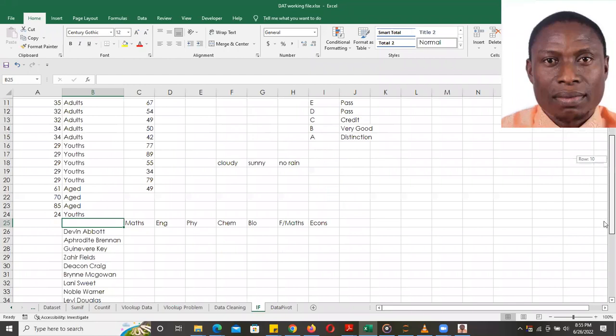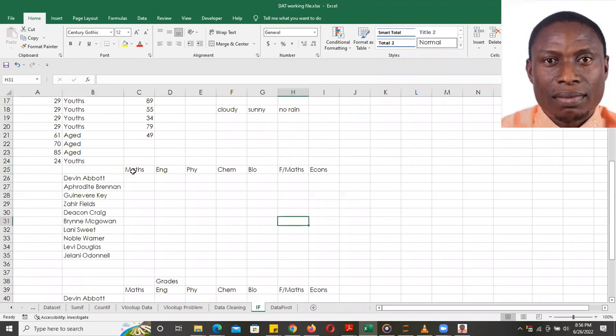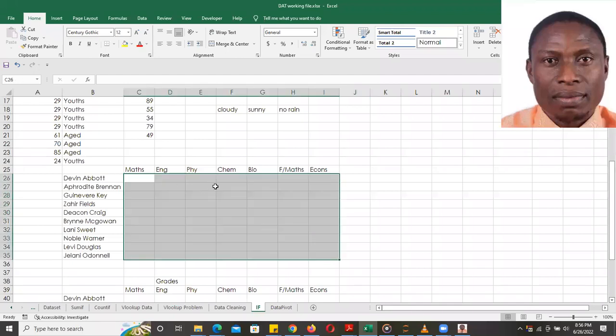Now, the second example is this. We have some students here: Devin, Brennan, Kay, Fields, Greg, Dickin, like that. And they've taken some courses in math, English, physics, chemistry, biology, further maths, and economics.